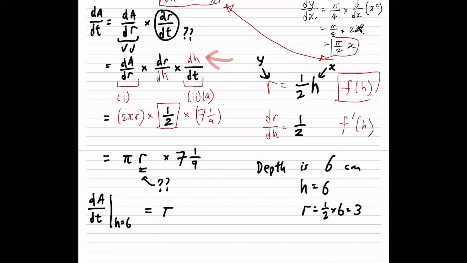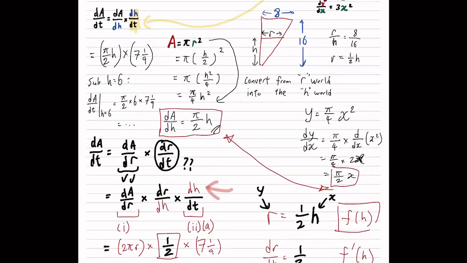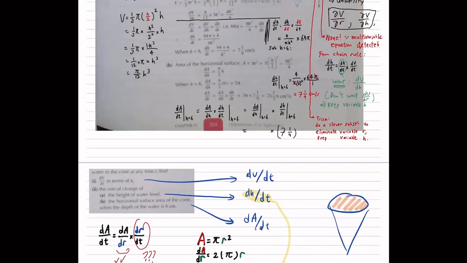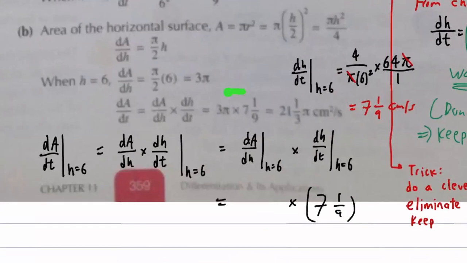Okay, so we get pi times 3 times 7 1/9. That looks familiar. Pi times 3 times 7 1/9. Scroll back up. 3 pi times 7 1/9. It's the same. Do you understand what's going on?